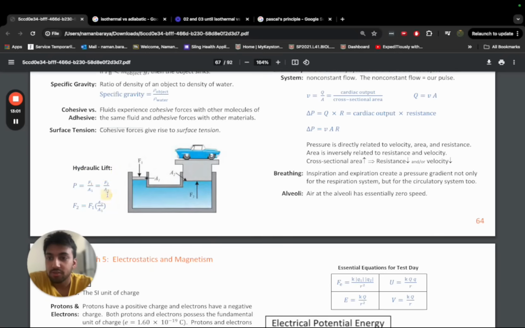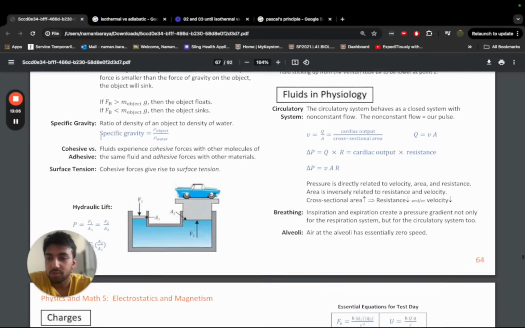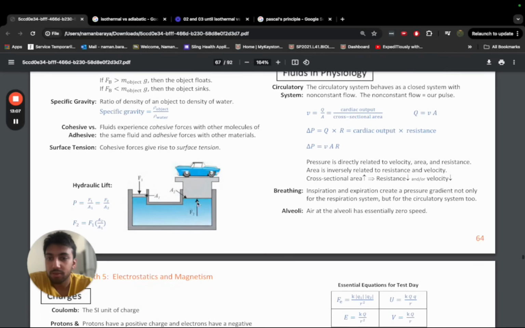Okay, hydraulic lifts. This was the example that I was giving you with the hydraulic machines and Pascal's principle, which is that if you have a force that's being applied here, and then this force is being applied here, the pressures throughout this liquid, because it's continuous, have to be the same.